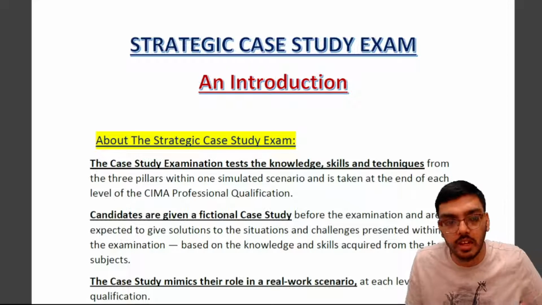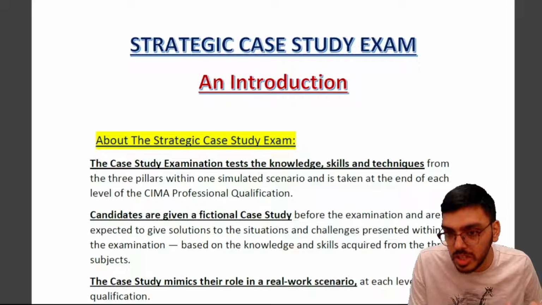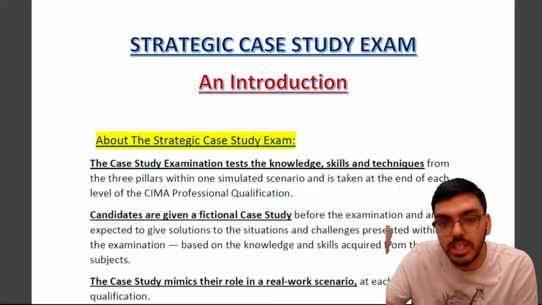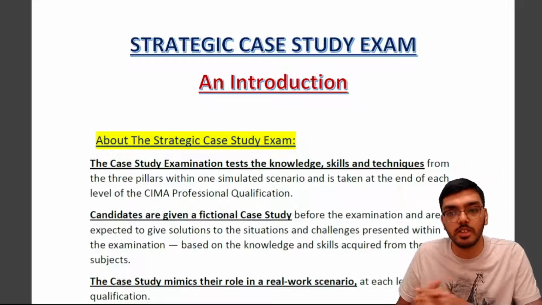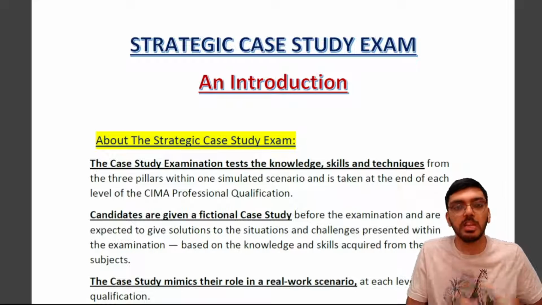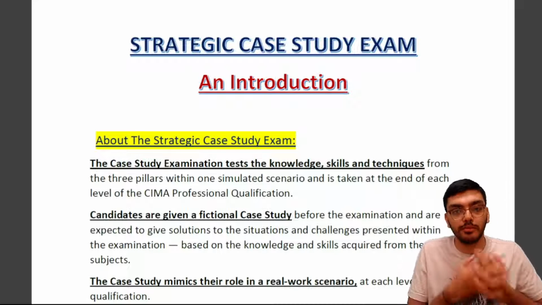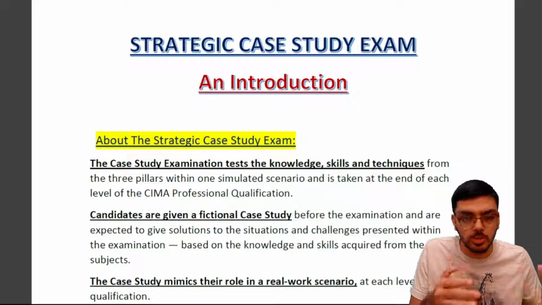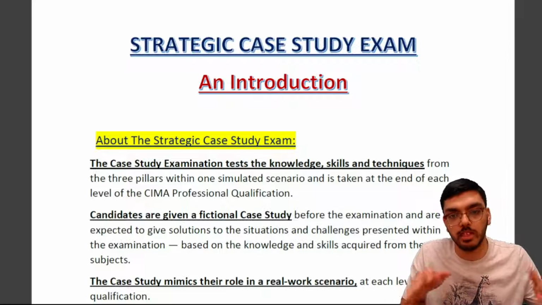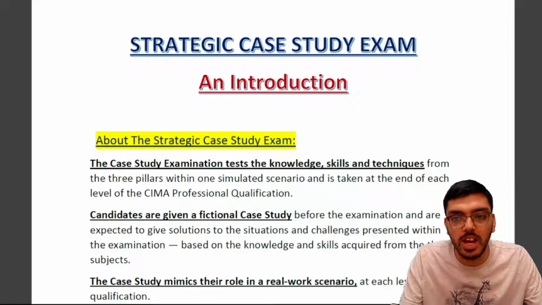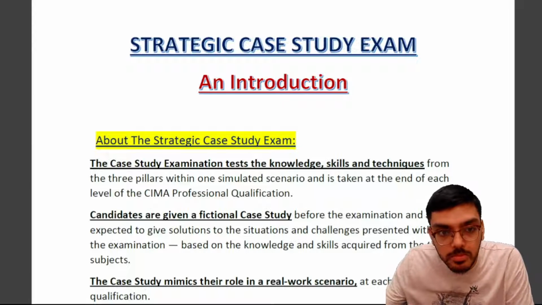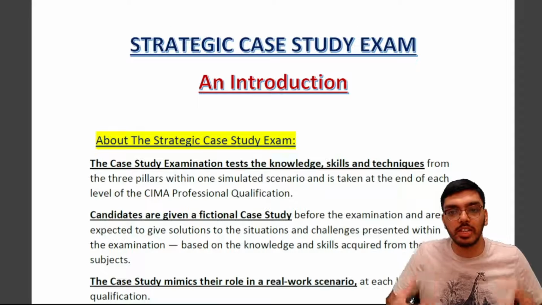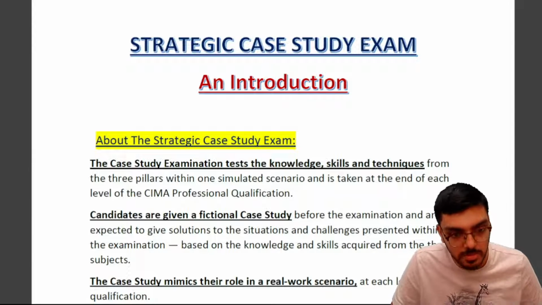So up until now, I learned two things about this exam. The first thing is I will need knowledge of the three pillars. The second thing is the fictional company that CIMA releases will be very important for me to understand and follow, because these are the basics of the exam. If you don't have the basics of the exam right, how can we move ahead? So remember, first knowledge, second the fictional company that they release needs to be analyzed.